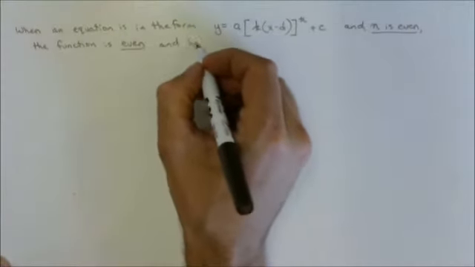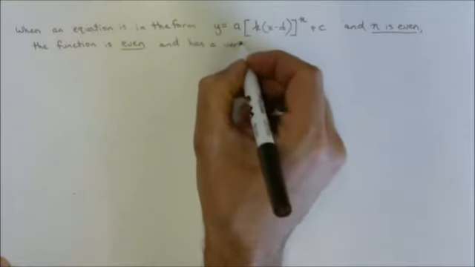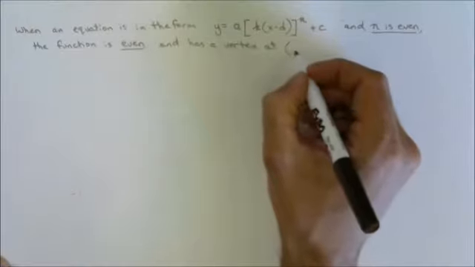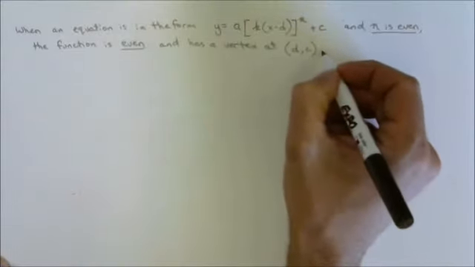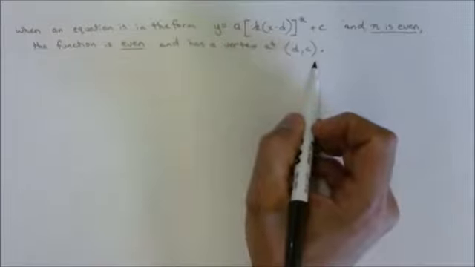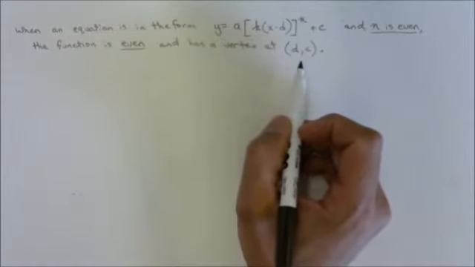and it has a vertex at (d, c). Very similar to vertex form with a quadratic. This time it doesn't matter if the function is x to the power of 4, x to the power of 6, x to the power of 8, x to the power of 122. Can't be odd, obviously. It has a vertex and tells us what it is.